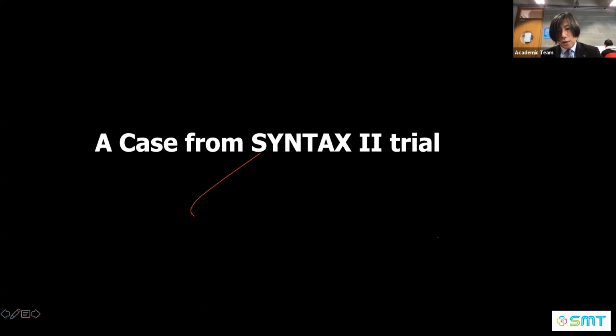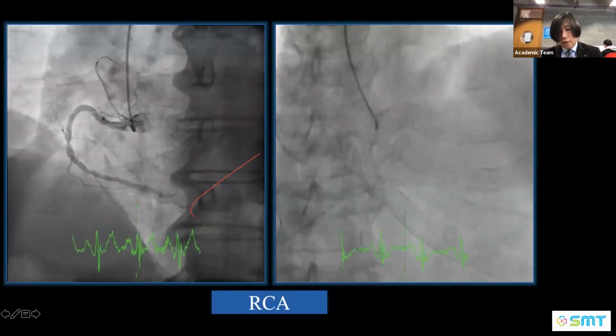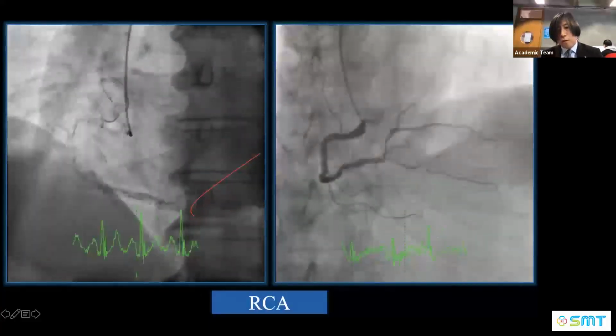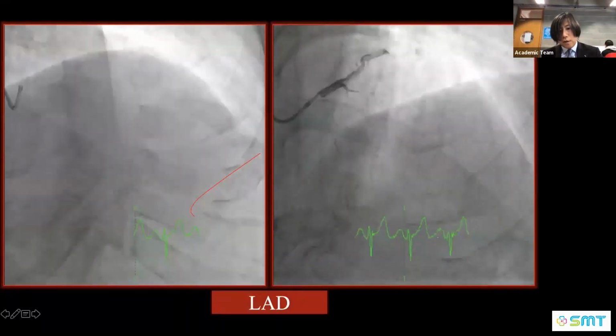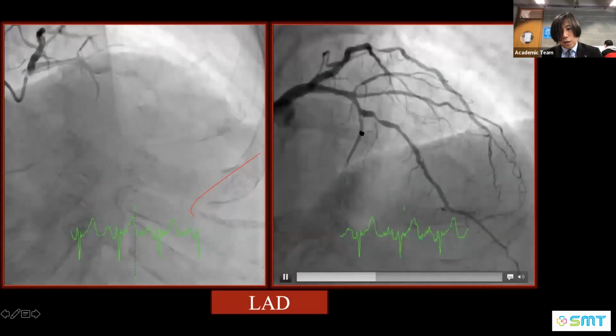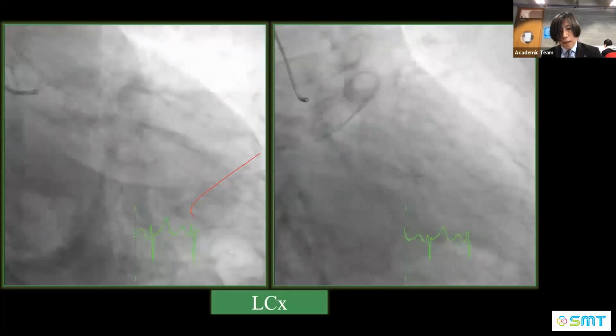So the next case is a case example from the SYNTAX II trial. So we did the 3-vessel QFR. Of course, it takes some time because you need to do this QC analysis of the 3 vessels. This is the LAD lesion. You can really see some kind of a tight lesion in the LAD.